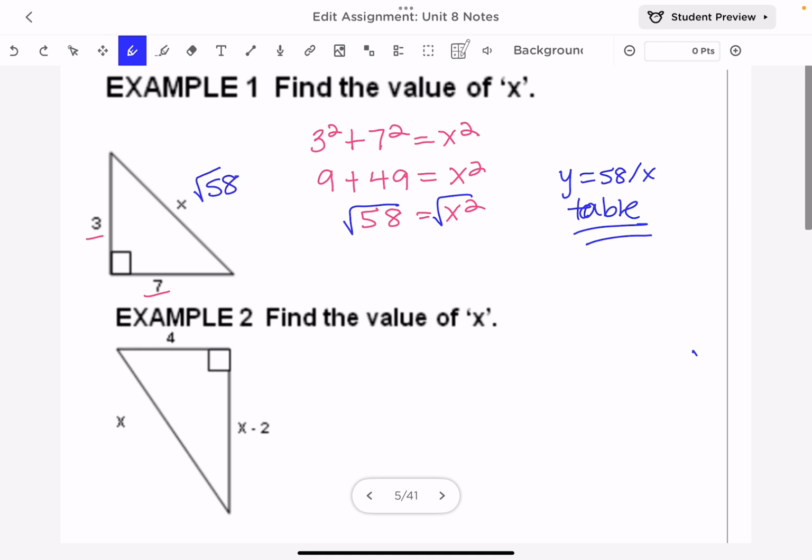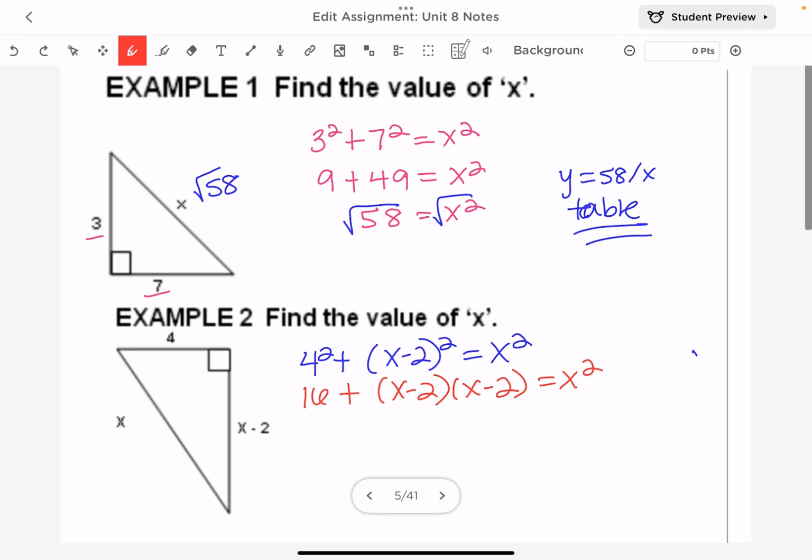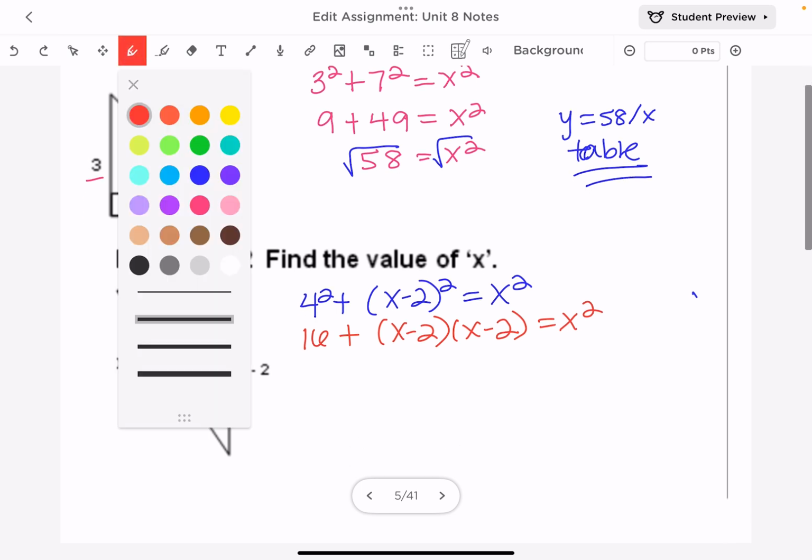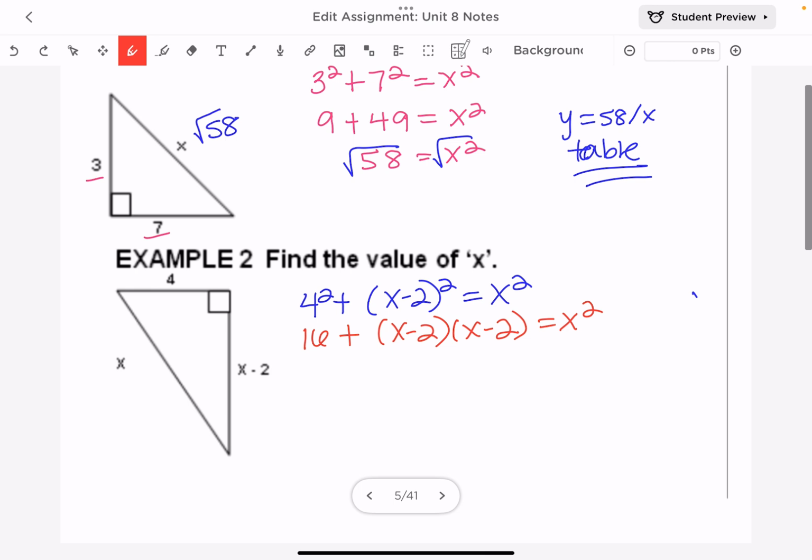Okay, number 2, this one's a little bit more complicated, but it's definitely a question that you would see. We've got the legs, so we've got 4 squared plus, be very careful here, this is (x minus 2) squared equals x squared. Whenever you square that binomial, I'm going to go ahead and do 4 squared is 16. You need to write this out as (x minus 2) times (x minus 2), because if you don't, you're going to end up missing probably 2 of the terms that you're going to need. So I need to FOIL this.